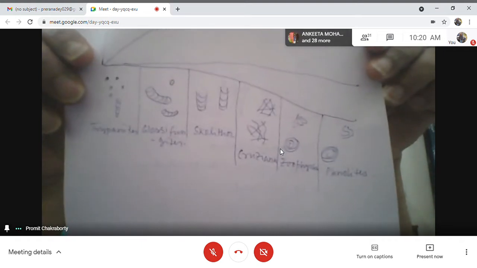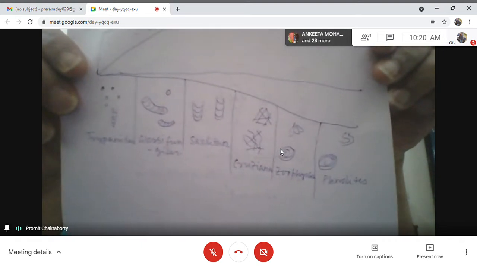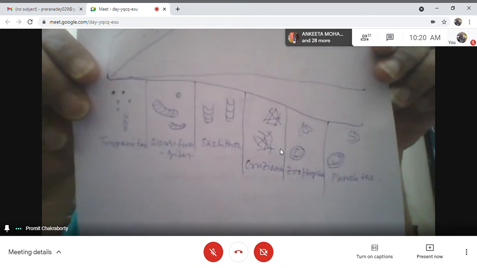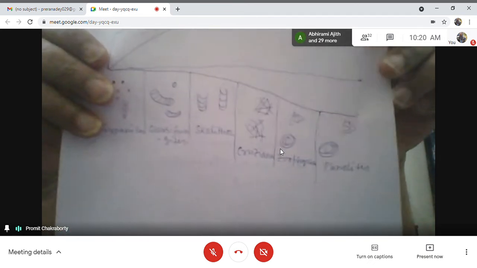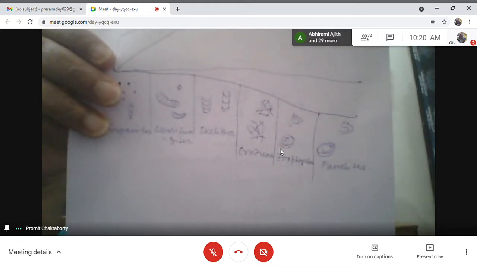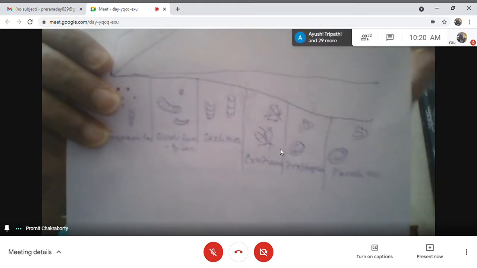Please draw it, then I will discuss. And please let me know after you complete your drawing. This is the Ziegesar classification.